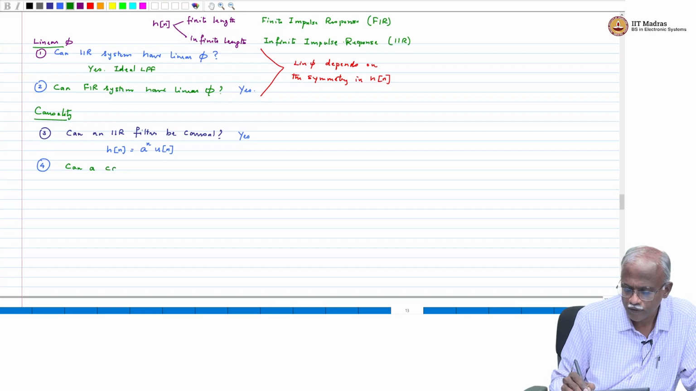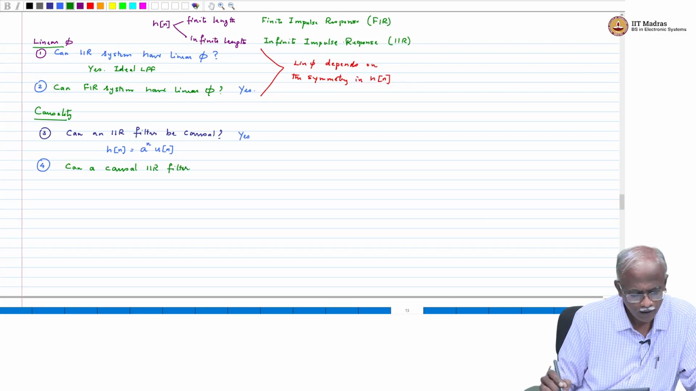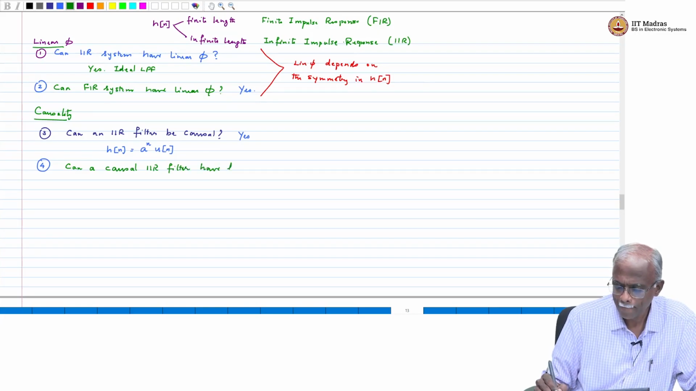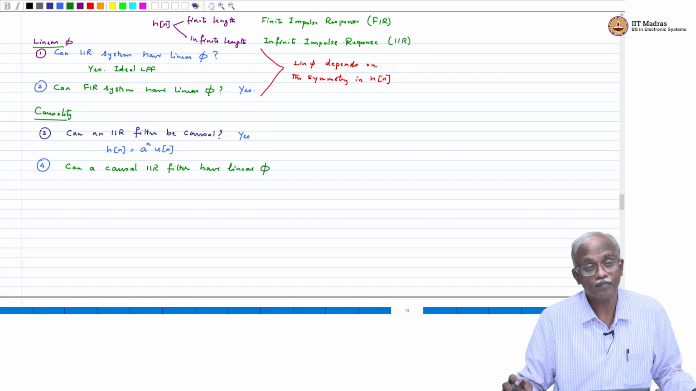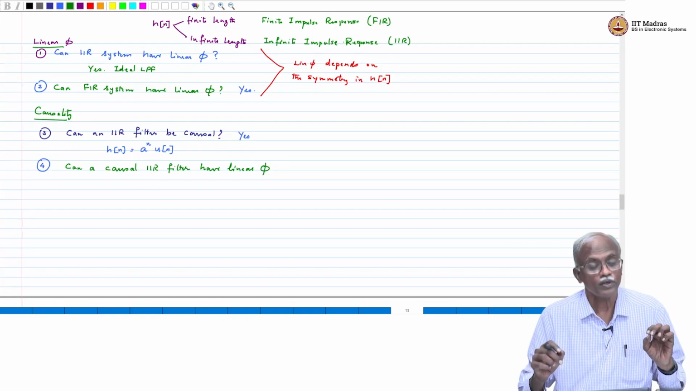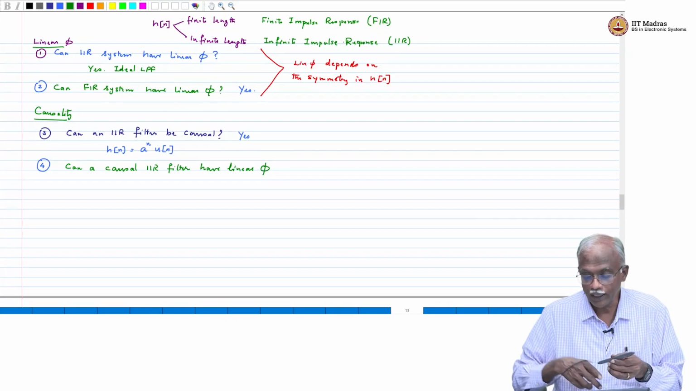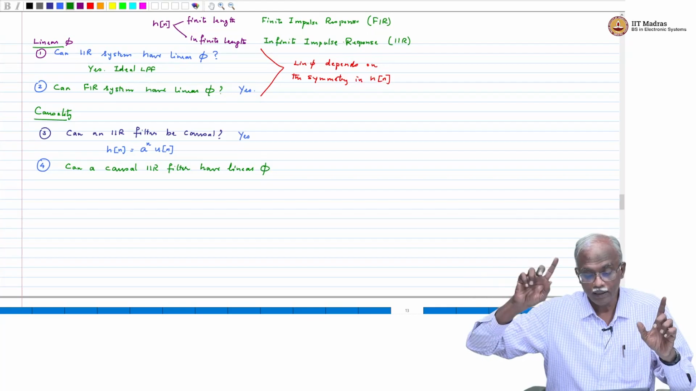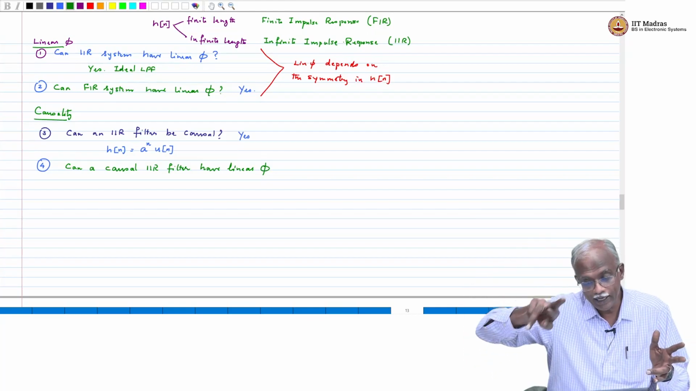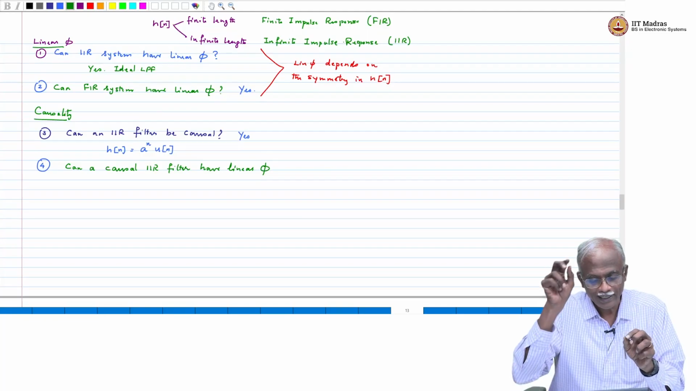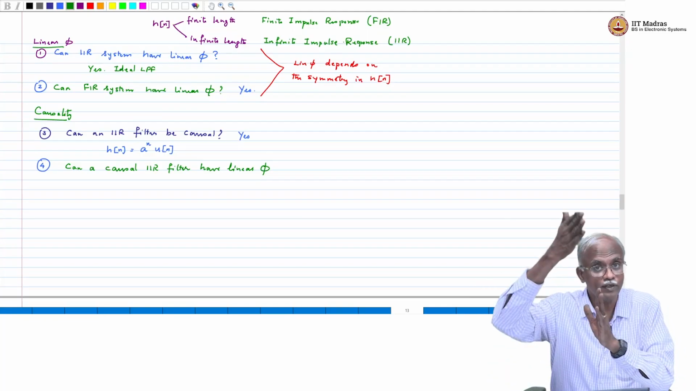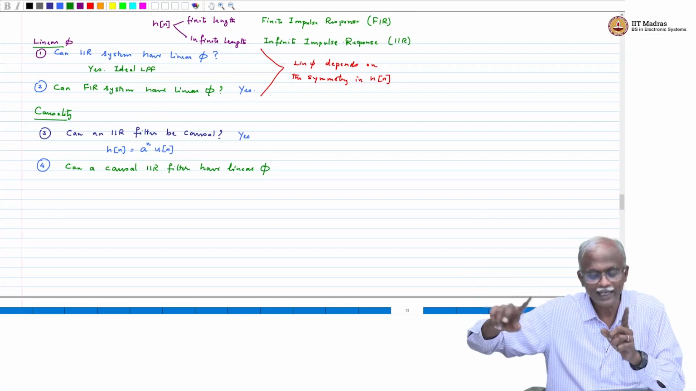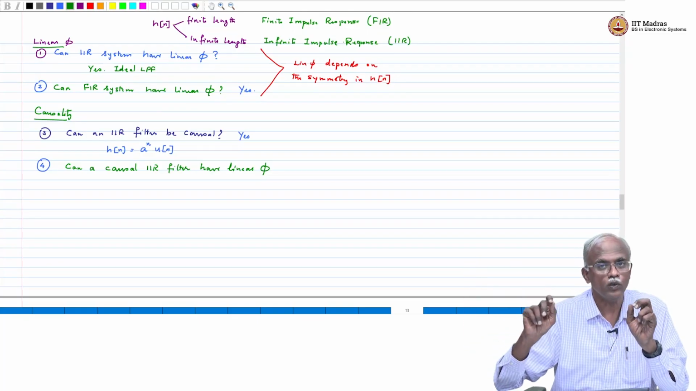So can a causal IIR filter have linear phase? Basically, we are combining causality and linear phase. This is a very important question to handle, because we are saying, IIR filters can be linear phase, no problem. FIR filters can be linear phase. IIR filters can be causal. Now we are asking a question, can a causal IIR filter, which starts at time n equal to 0 and goes to infinity, have linear phase? The answer is no. Why?